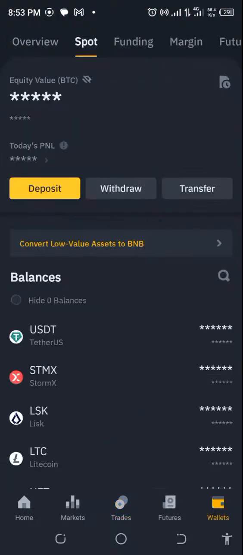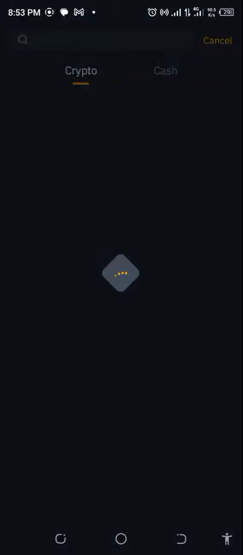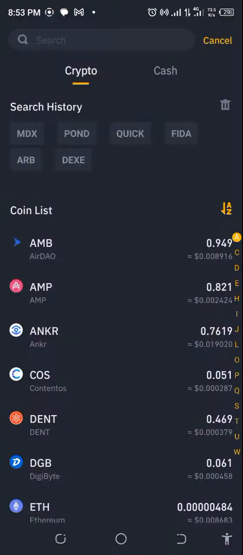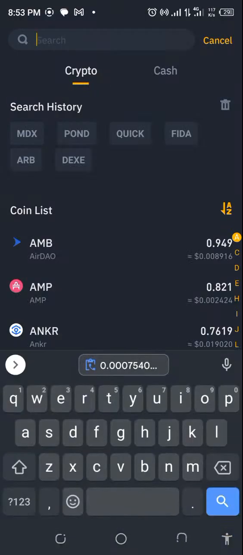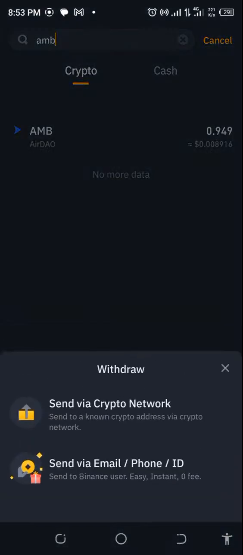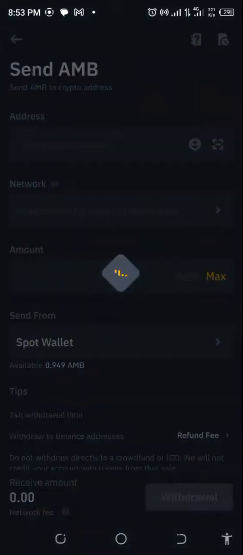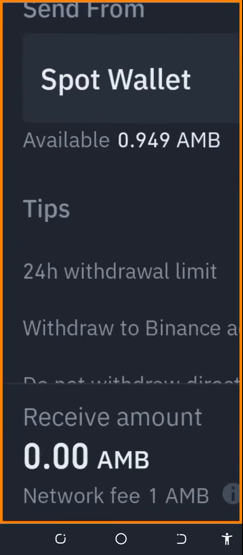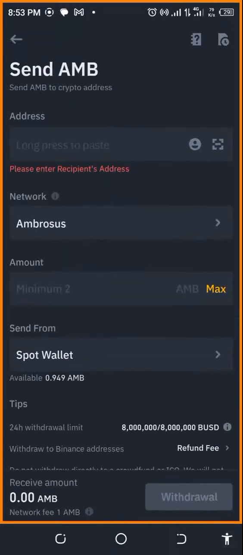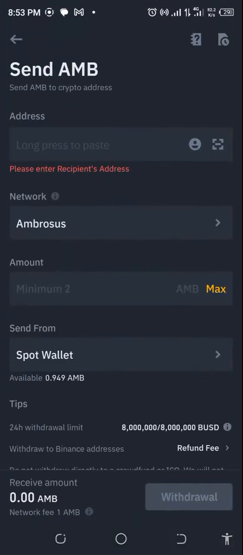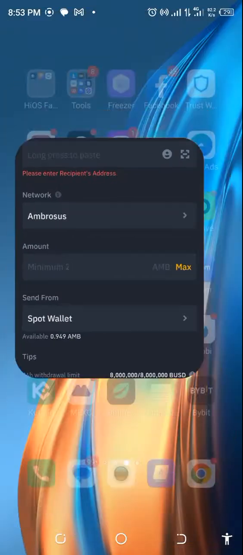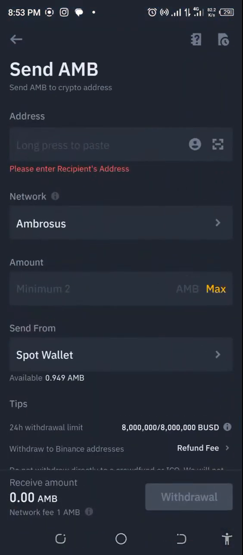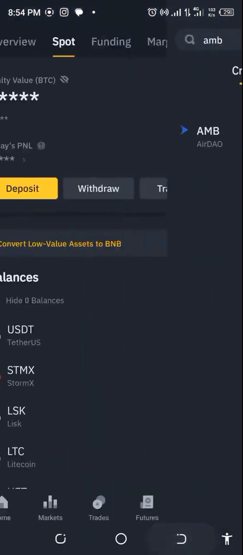So let's first of all go and check how much we are going to withdraw. Okay, so let's see how much we are going to be able to withdraw this. So we're going to put that AMB in there, and we'll see. What is the network? Okay, it's Ambrosus. It's one Ambrosus. Okay, that's one AMB. Okay, so one AMB is not that much. Let's go back in to see how much is one AMB.